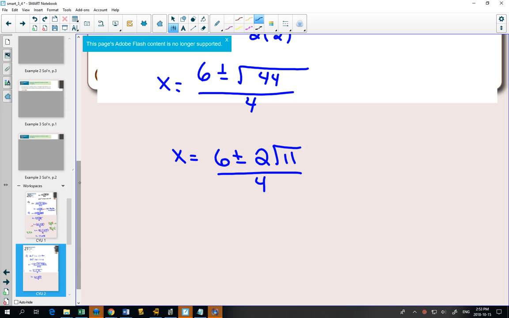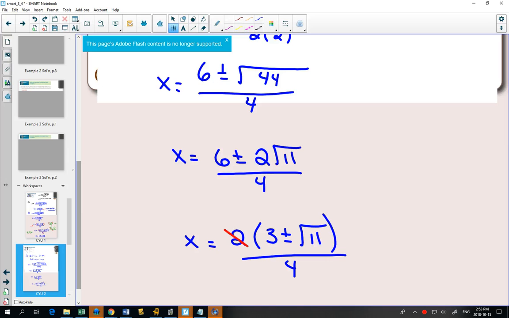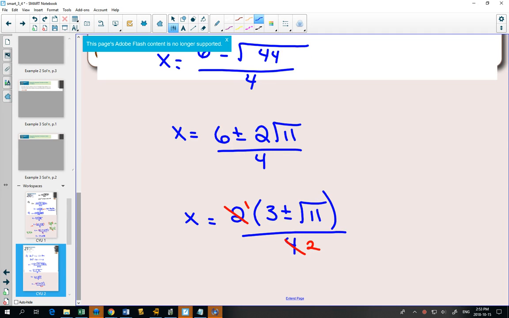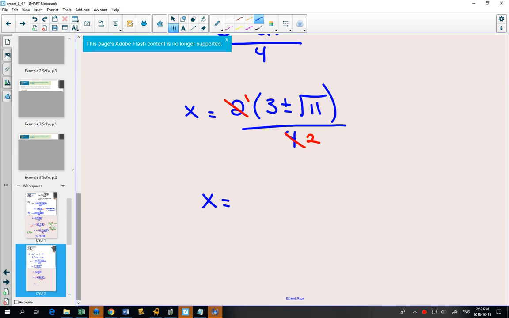Can you factor anything out of the top? You can factor out a 2, leaving you with 3 plus or minus square root of 11 all over 4. And now if you look at the 2 over 4, can that fraction be simplified? It would reduce to 1 over 2. And so our final answer will be 3 plus or minus the square root of 11 all over 2.